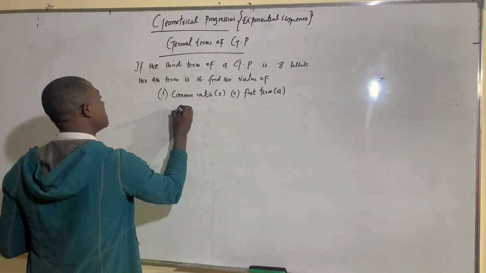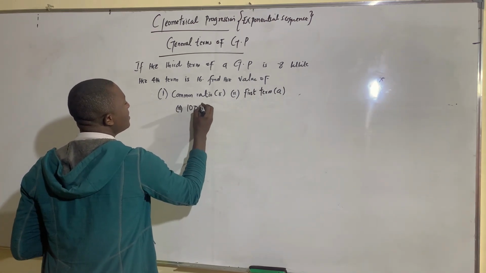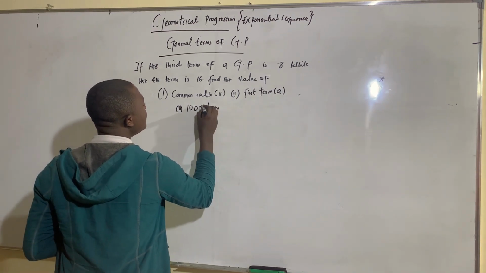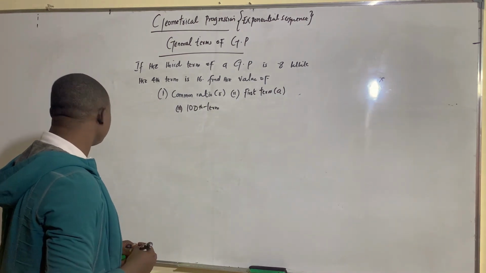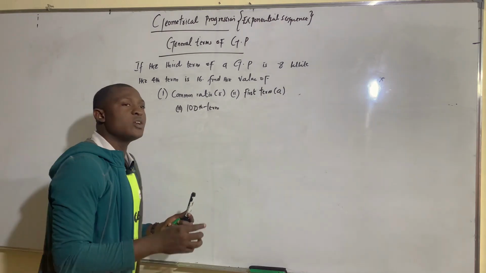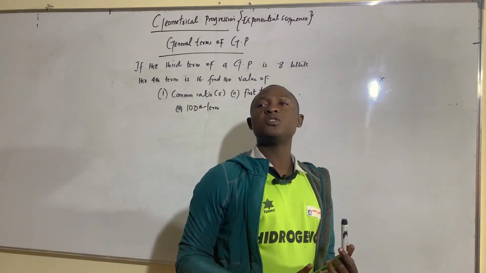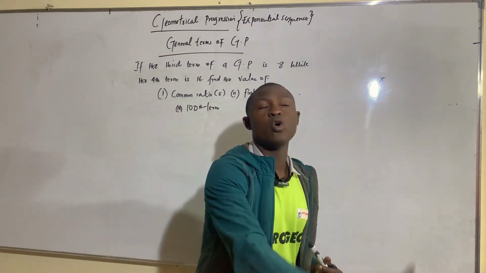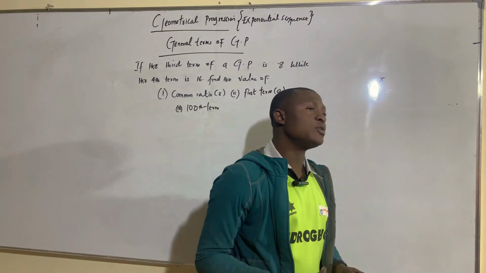And as well, maybe let's add one more. Maybe you have to calculate, let's say, the 100th term. It doesn't matter. Now if you look at this question, you can see we are not given the first term. At the same time, we are not given the common ratio, meaning we are looking for two unknowns. So since it involves two unknowns, we are going to have simultaneous equations.